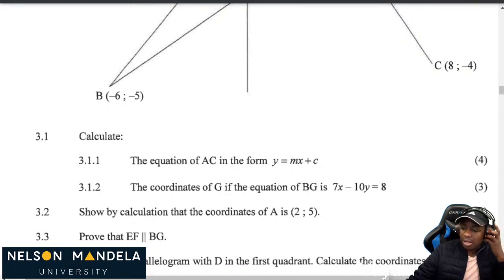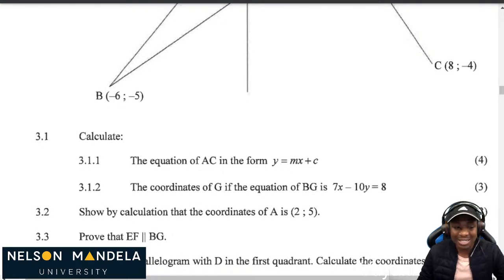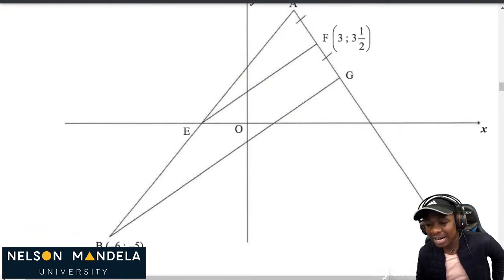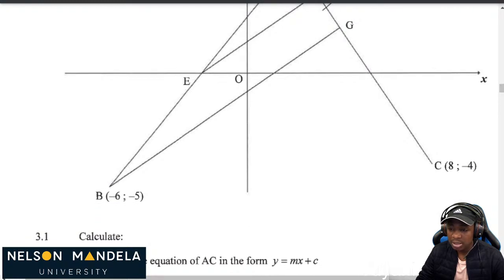How are we going to do that? We're going to do that by simply using the equation of the gradient of FC, because a straight line always has the same gradient. So the gradient of FC is going to be equal to y2 minus y1 over x2 minus x1. What is our y2? We said FC, so we have to look at C now. Where is our C?